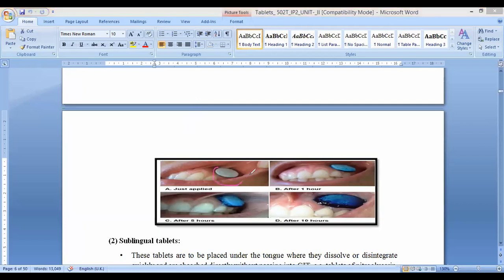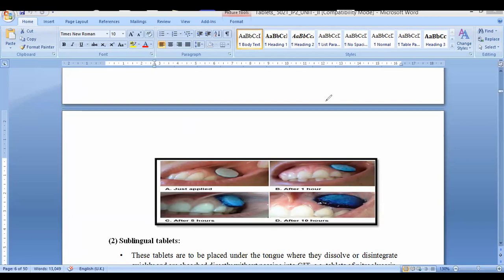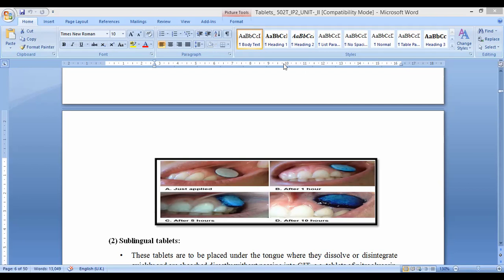Okay, so this is the buccal pouch. These are teeth, and here you have kept the tablet, that is the buccal tablet. These are the pictures of a tablet which is just applied. After 1 hour this happens to the tablet, after 5 hours this is what is happening to the buccal tablet, and after 10 hours this is what you are going to see. The classical example for buccal tablet is progesterone tablets.